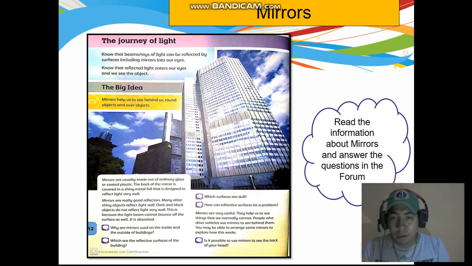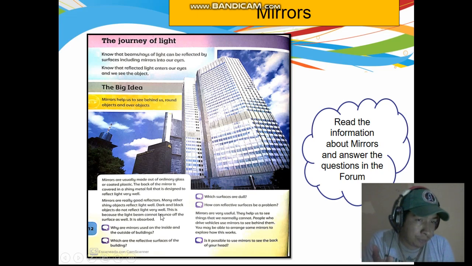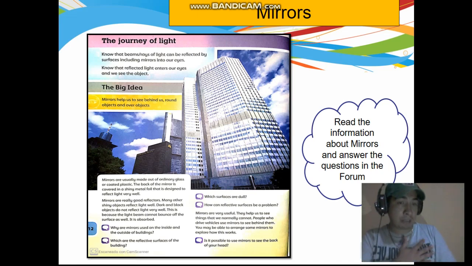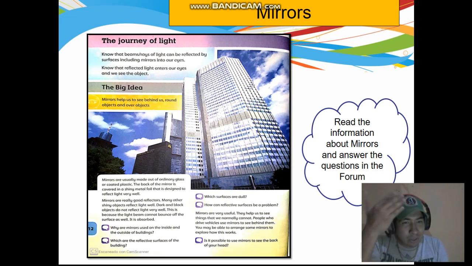Let's continue reading. Dark and black objects do not reflect light very well. We saw that too. That happens to opaque objects like my shirt, like my cap. They do not reflect because they are dark. This is because the light beam cannot bounce off the surface as well. It is absorbed. So the light comes and it bounces in a mirror. But when the surface is like my shirt or my cap or it's dark, the light comes and it doesn't bounce. It stays right there.